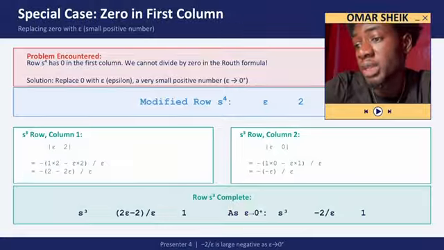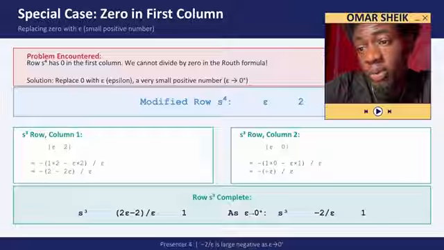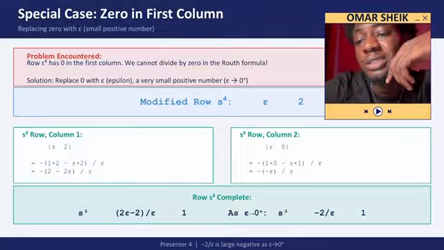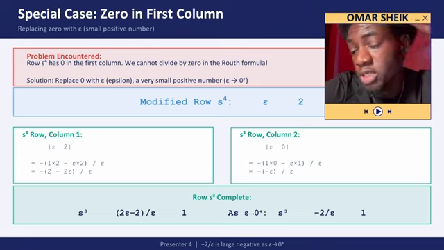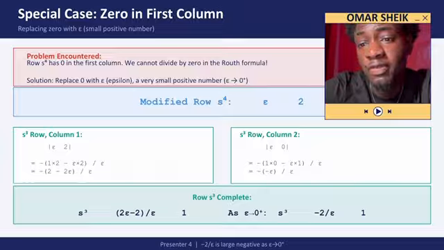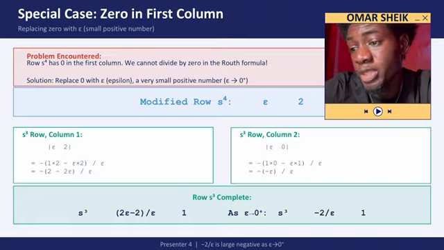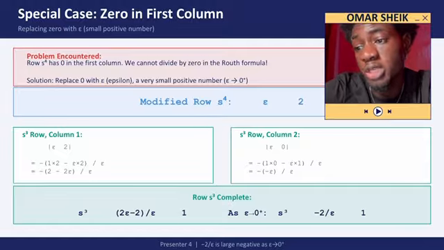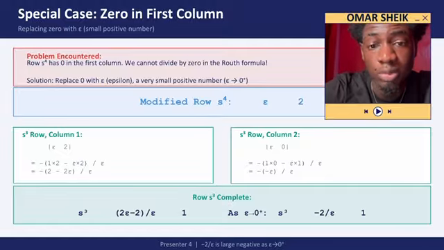For the second element, the matrix is 1 and 1, epsilon and 0, with determinant 1 times 0 minus epsilon times 1, which equals negative epsilon. Negate and divide by epsilon: positive epsilon over epsilon equals 1. So our row S cubed is negative 2 over epsilon, and 1.